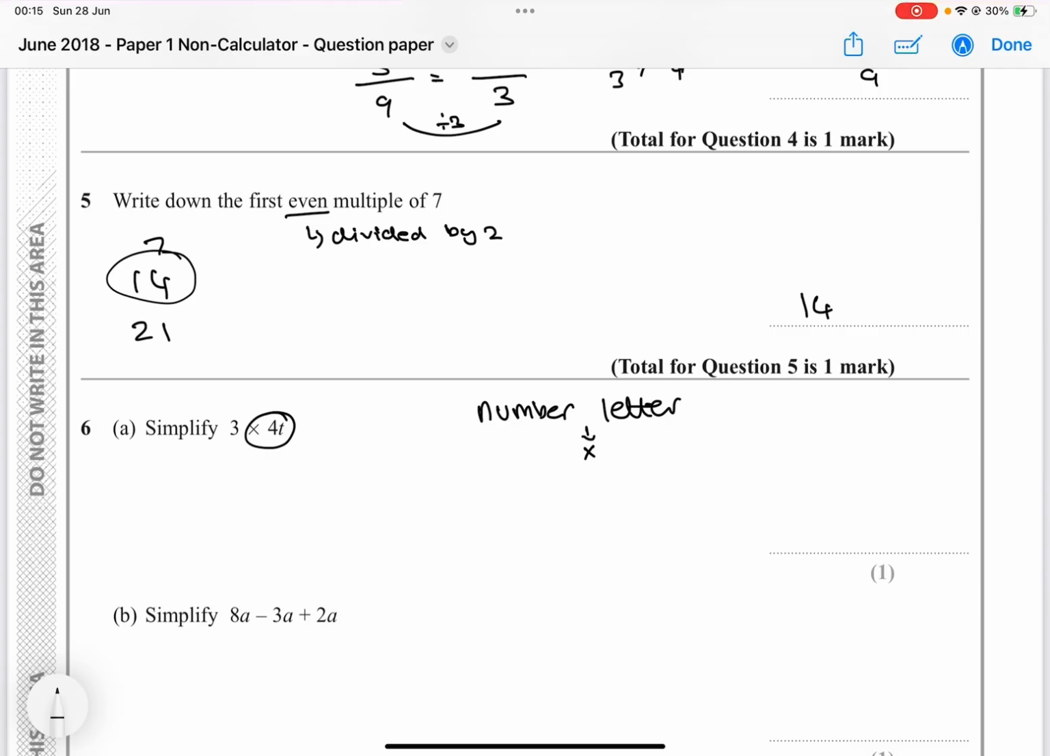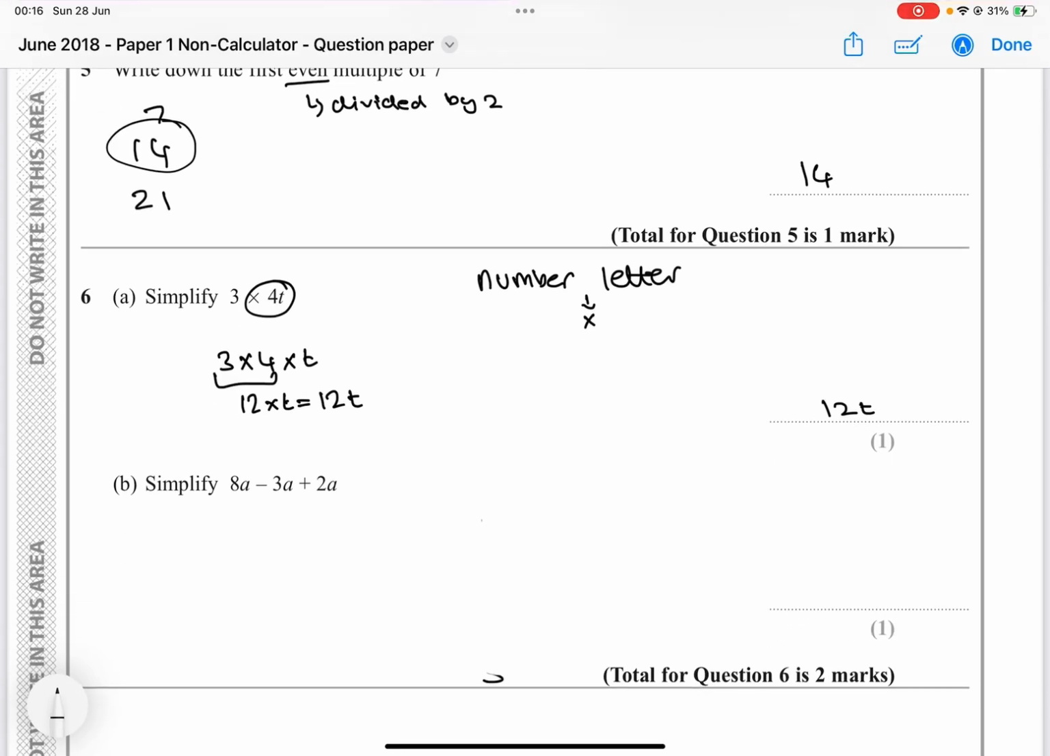Easy 1 mark over here. You just need to know that the number is multiplying the letter. So if I rewrite this, it's basically just saying 3 times 4 times t. Now that's easy because 3 times 4 we know is just 12, and 12 times t is just 12t. Again, the number and the letter are multiplying, so you do not need to write the multiplication sign.